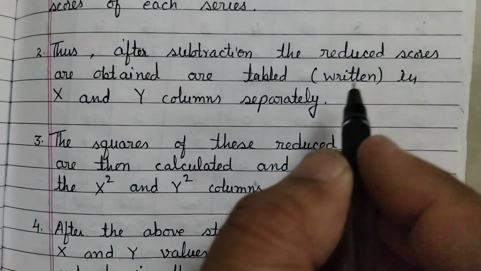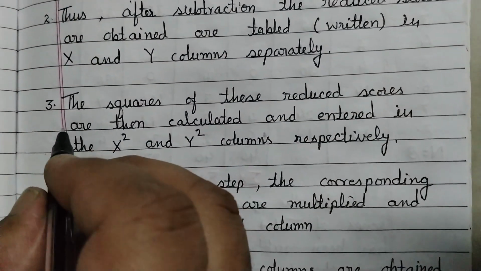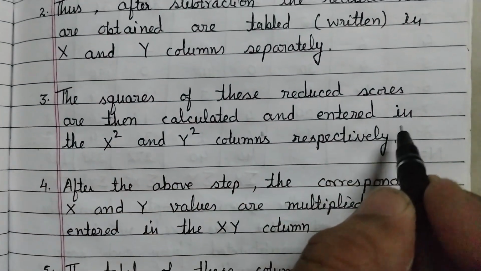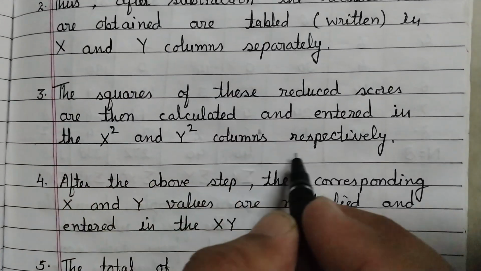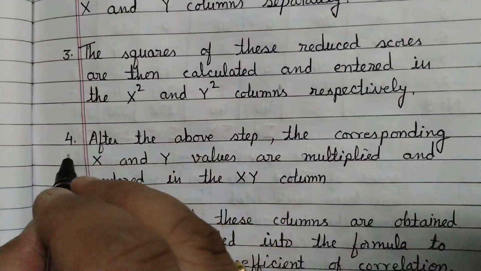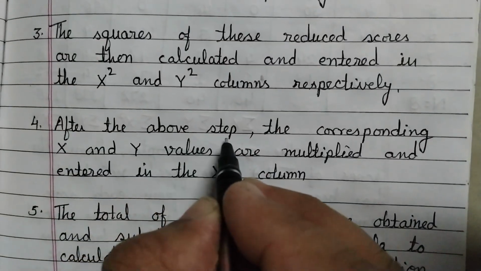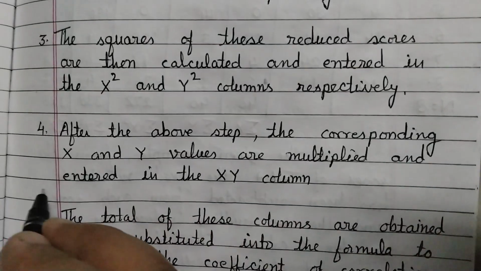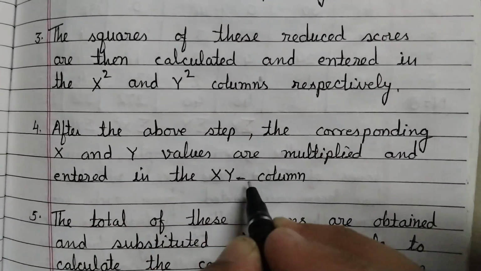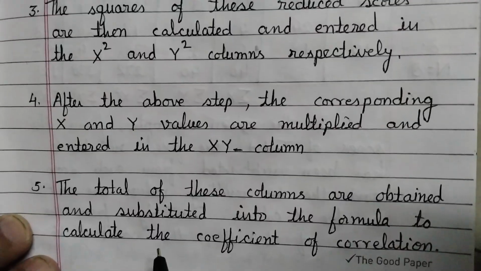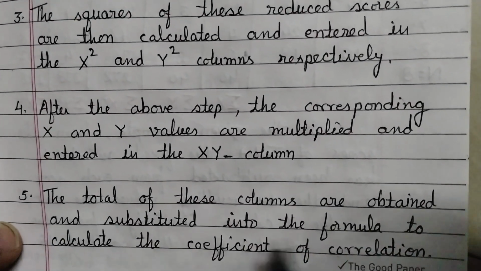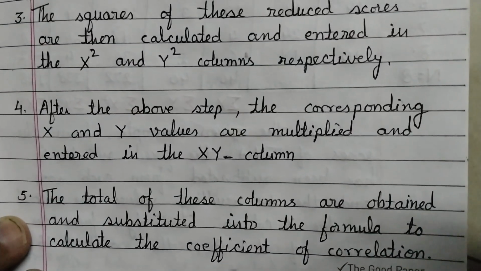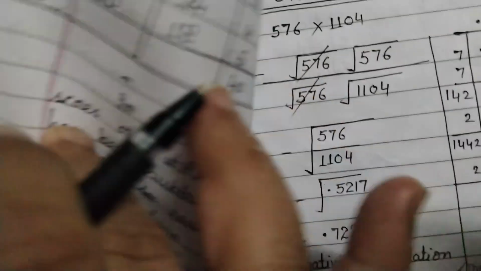Now, the next step is that the squares of these reduced scores are calculated and entered in the x square and y square columns respectively. Fourth step: after the above steps, the corresponding x and y values are multiplied and entered in the xy column. Next step: the totals of these columns are obtained and substituted into the formula to calculate the coefficient of correlation.